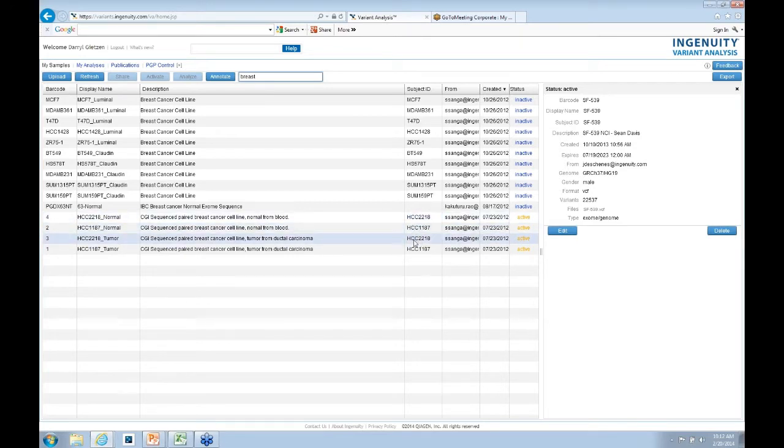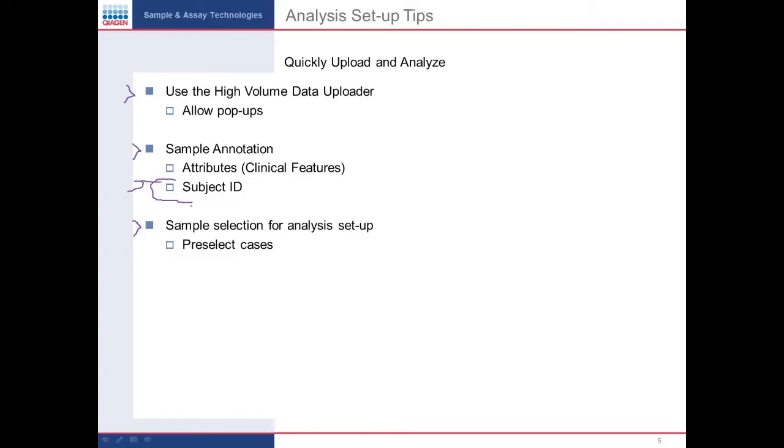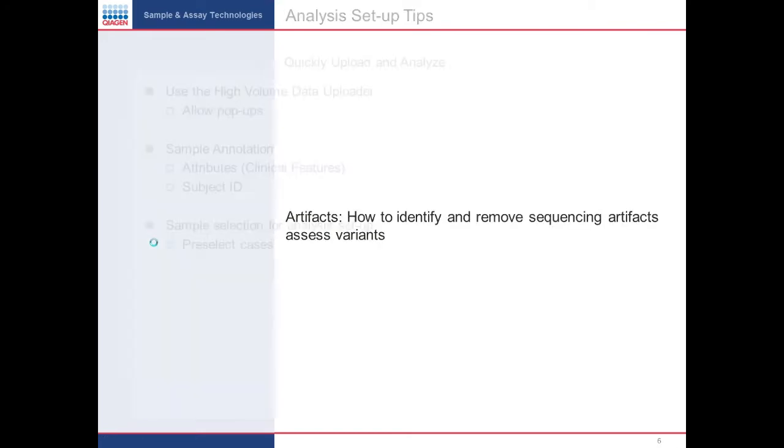They have identical IDs, no white space, nothing different between these 2. So when I send these 2 to an analysis, it'll allow me to do that tumor normal pairing in my genetic analysis filter. I'll touch on that again later as well. So that covers some quick tips and tricks on how to upload and analyze your samples quickly.